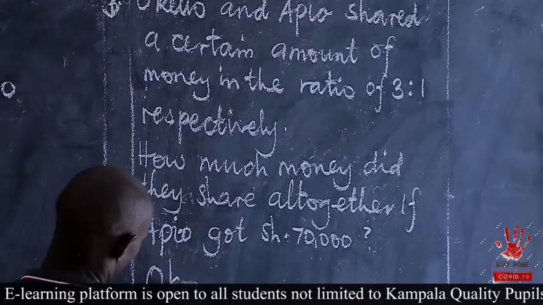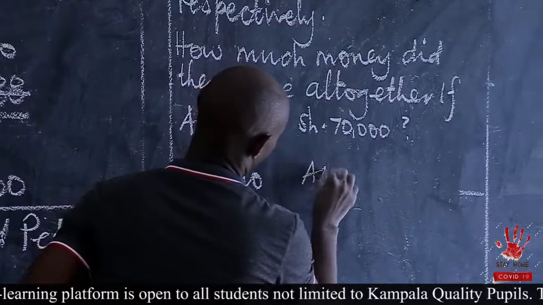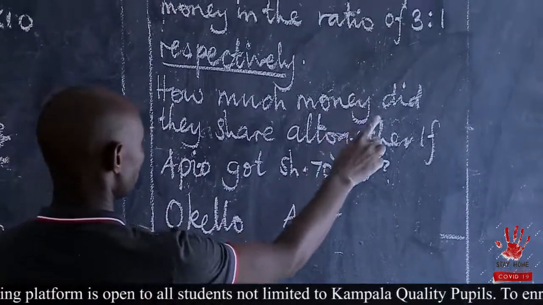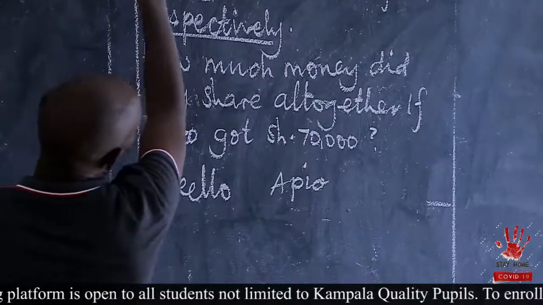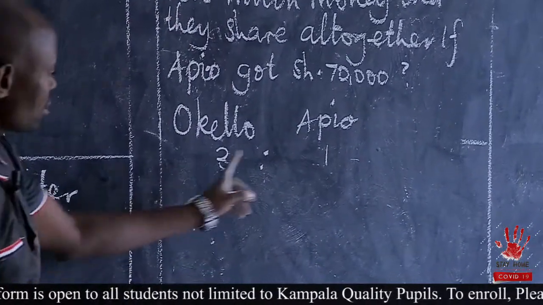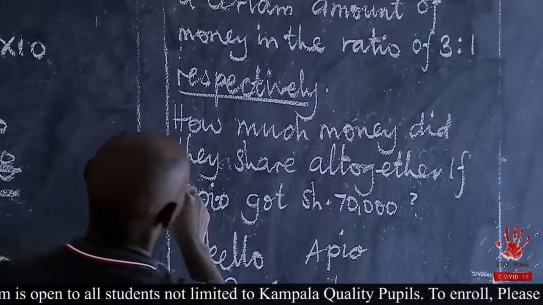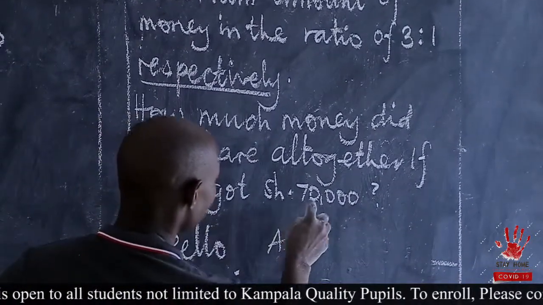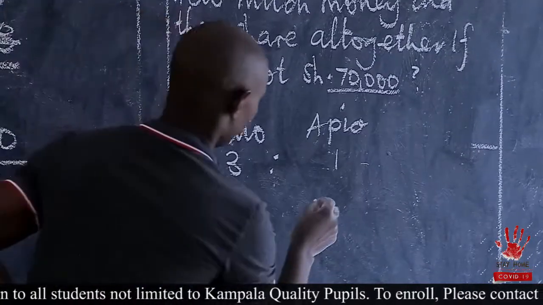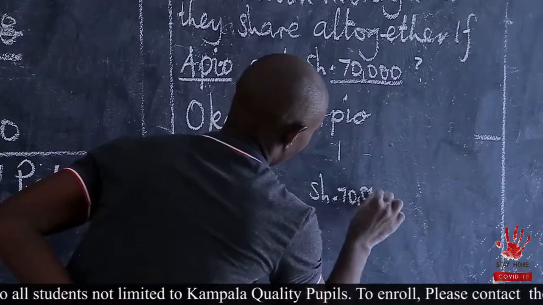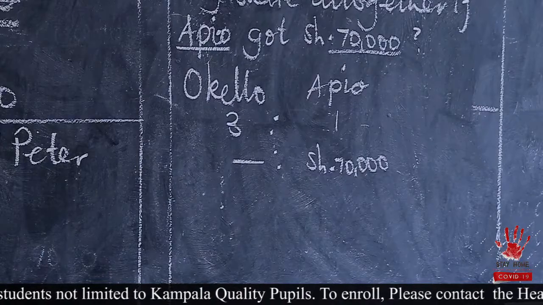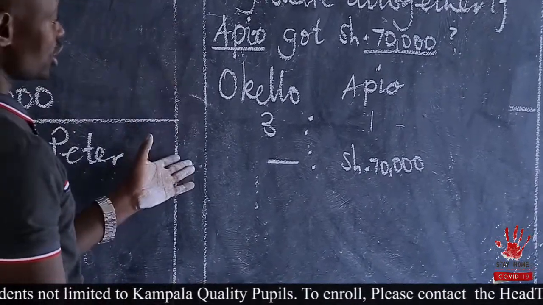So we have Okero, then we have Appeal. Respectively means the way I have arranged ratios is the same way names are arranged. So it means Okero goes for 3, then Appeal goes for 1. So of these two, whose share has been given? The answer is here. If Appeal got 70,000 shillings, so it means this money is for Appeal. So I put it under Appeal. So Appeal here has 70,000 shillings. What about Okero? Okero, we don't know.